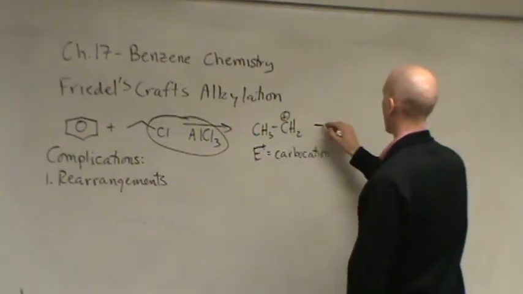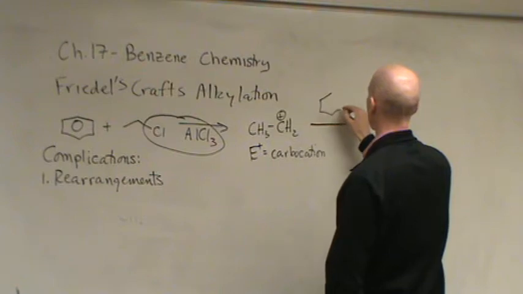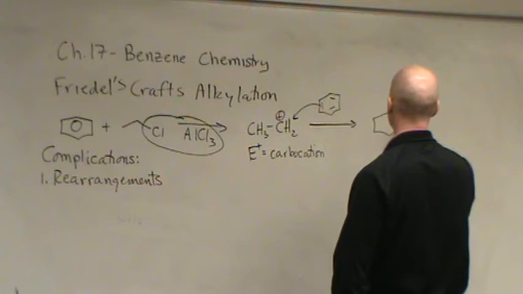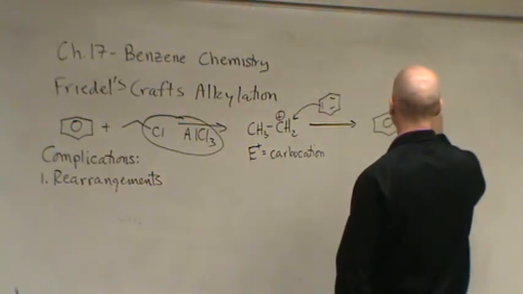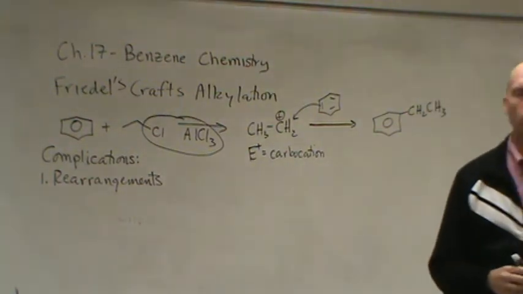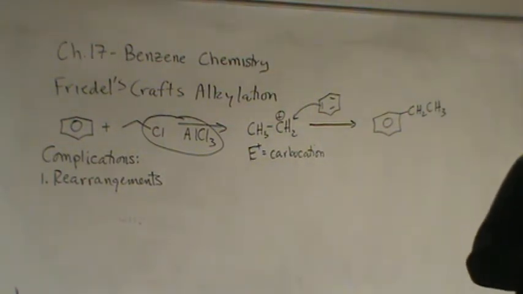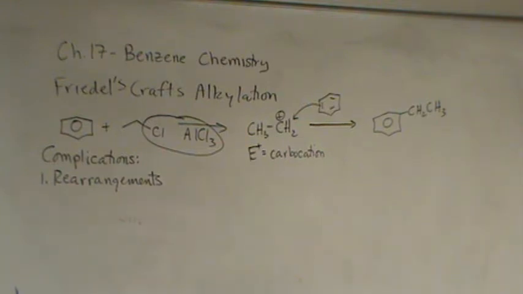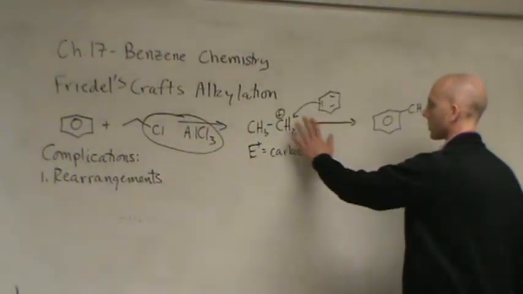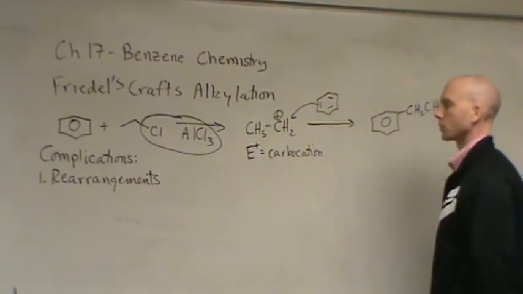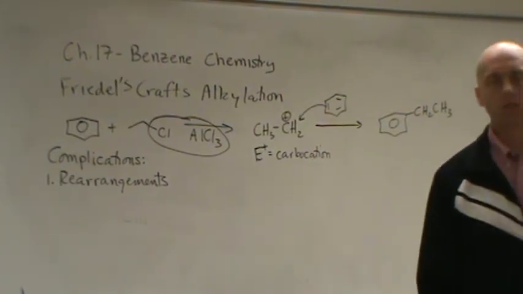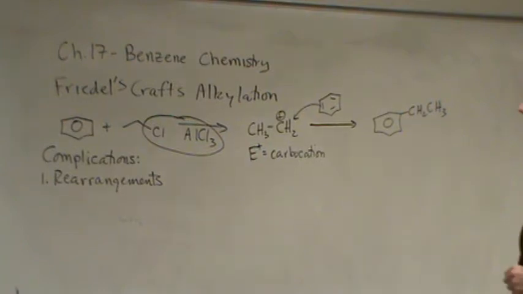So benzene ends up attacking it, and we end up getting ethyl benzene and so forth. I show the mechanism because it involves a carbocation that is our electrophile, and so our first complication is going to be exactly that.